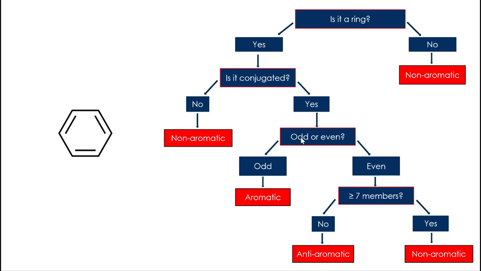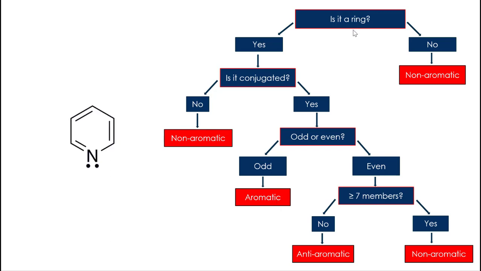When I ask odd or even, I'm referring to the number of pi bonds and the number of delocalized electron pairs. Well, in this case, there are no electron pairs, but we do have pi bonds. We have 3 of them. So this would be odd. And so this molecule is therefore aromatic. Let's look at another example.